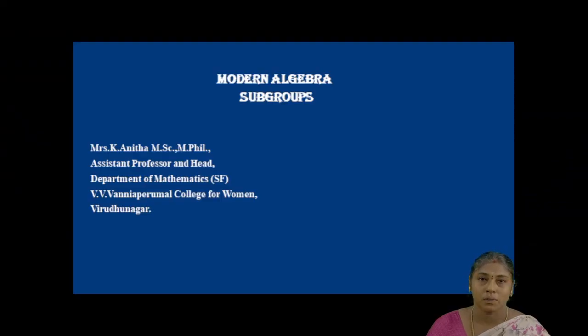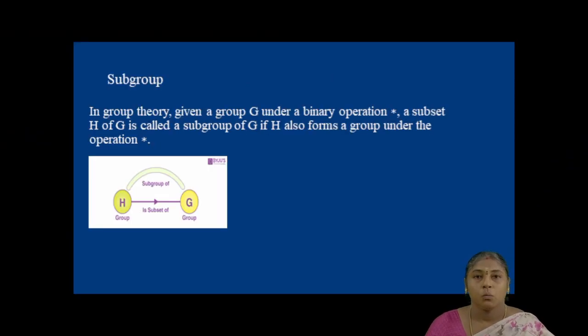on subgroups in group theory. First of all, what do you mean by a subgroup? In group theory, a subset which satisfies all the properties of a group G is called a subgroup of G. What are the properties of a group?